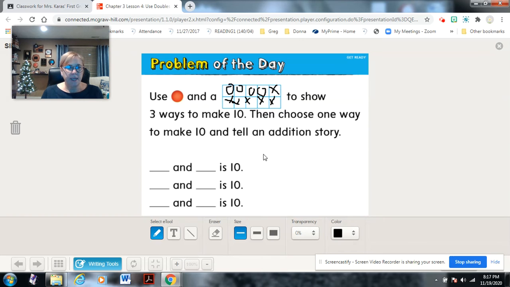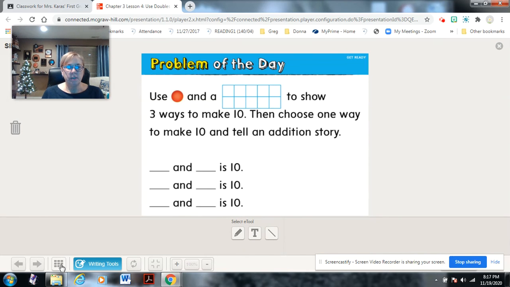And now I have to look and see what my 2 numbers are. Well, how many circles? 1, 2, 3, 4. So here we go. Here's an addition number story. 4 circles and 1, 2, 3, 4, 5, 6 X's. So 4 and 6 is 10. So I would like you to pause the video and come up with 2 other ways of making 10 with your counters and your 10 frame. Okay? All right.